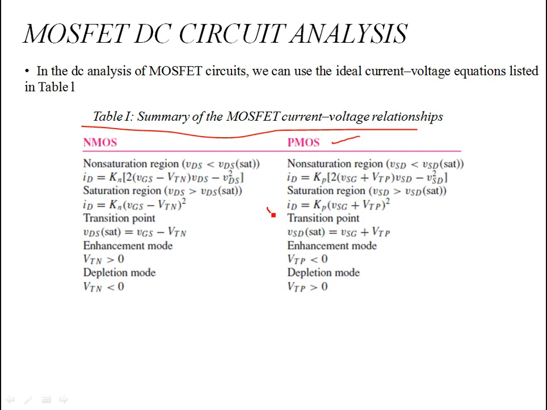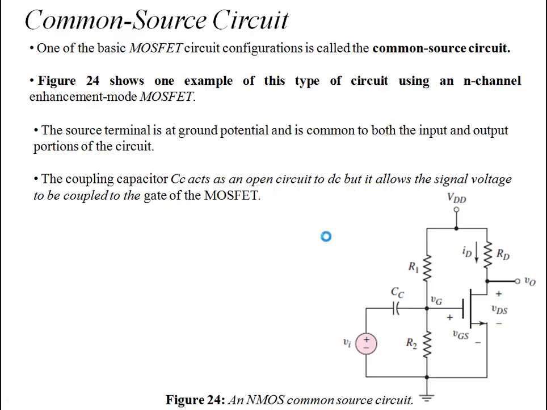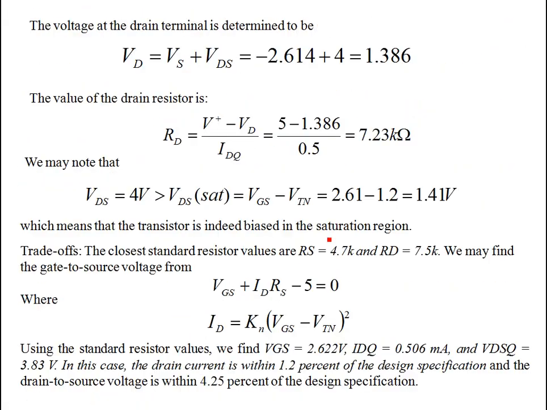You see, this is your saturation. We have used this current-voltage relationship. If VSD was less than VSD sat, well, then you have to use the non-sat current equation. Okay, so this is a little bit more complicated and lengthy. But anyway, let's find out if it is in saturation or non-sat.